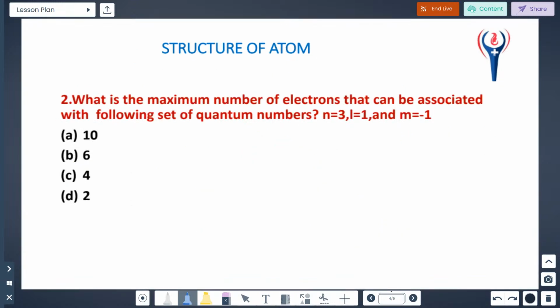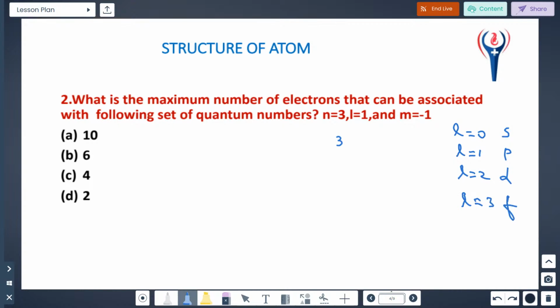What is the maximum number of electrons that can be accommodated with the following set of quantum numbers: N is equal to 3, L is equal to 1 and M is equal to -1. N is equal to 3 is the principal quantum number. L is equal to 0 means S orbital, L is equal to 1 means P orbital, L is equal to 2 means D orbital, L is equal to 3 means F orbital. You should memorize this.